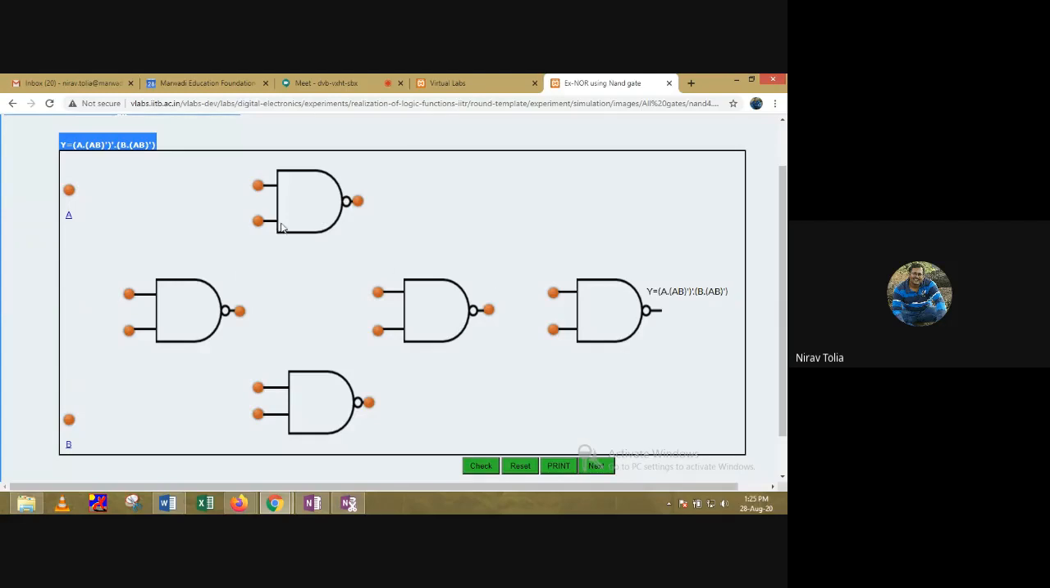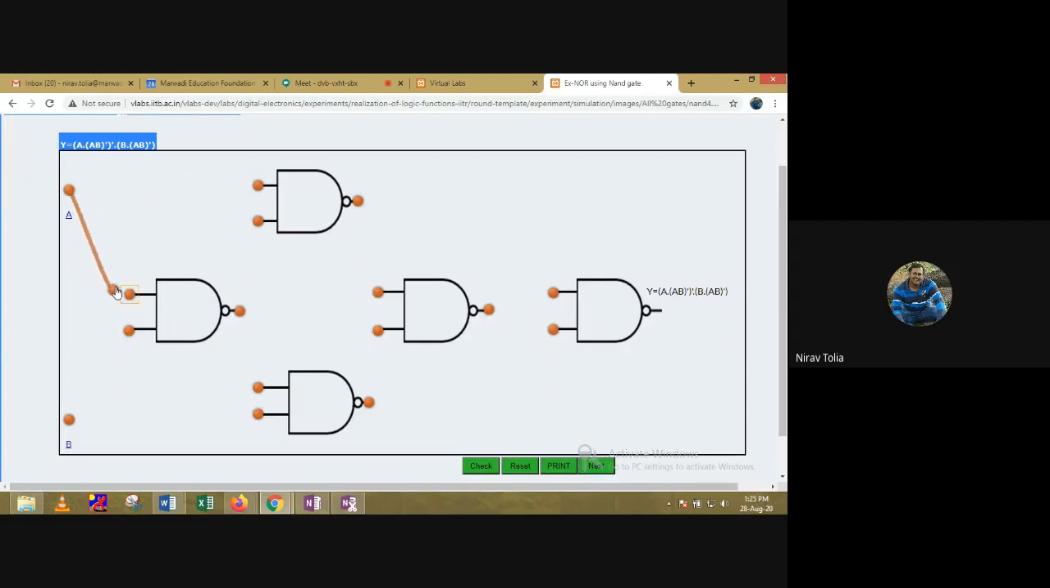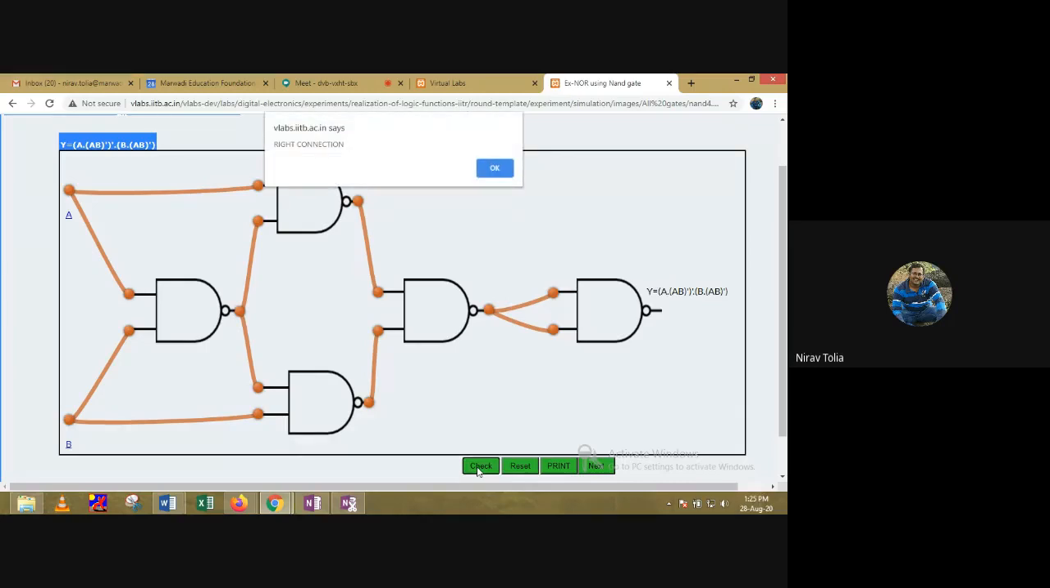Okay. The next example: we have to implement the exclusive NOR gate. So what we are doing, we are giving A here, we are giving B here, same way this A here, this B here. The output of the first gate is connected to gate number 2 and 3. Again we are connecting, and finally again we are connecting, and click on check. The connections are right.